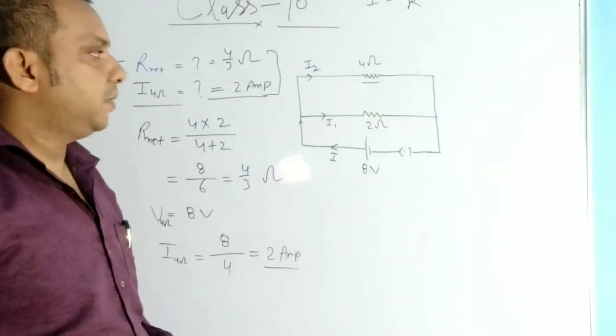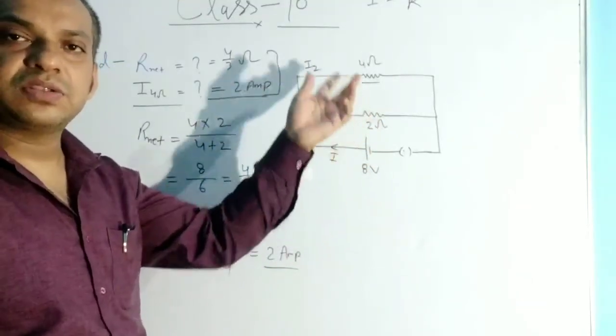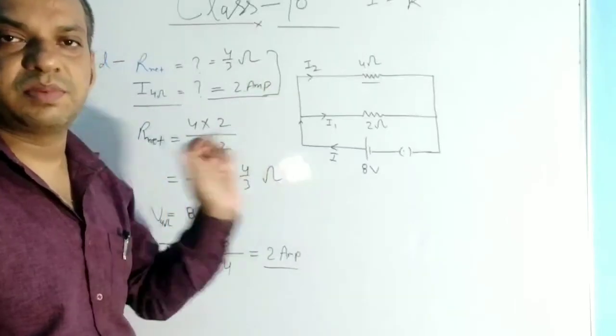Clear? Because these two are in parallel combination, the potential across both resistors is the same. This is the property used.